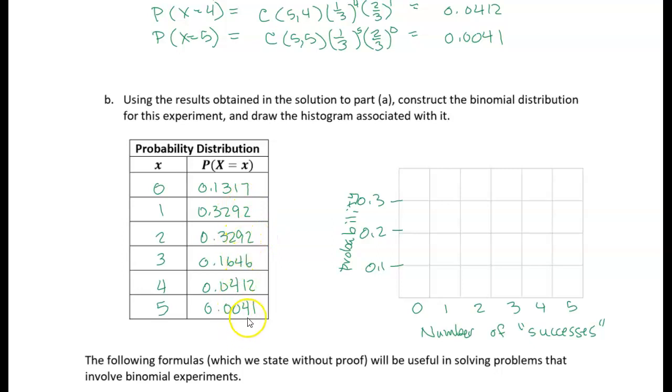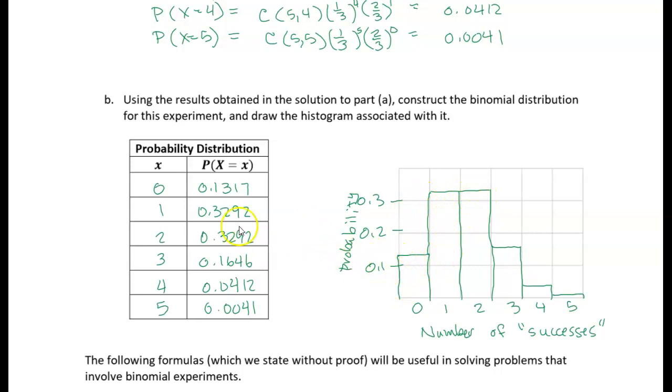It's anywhere from 0. This value down here is very close to 0. The maximum is about 0.33. So that's why I made each grid line 0.1 in probability: 0.1, 0.2, and 0.3. I'm just incrementing by 0.1. And then I could just transfer those values over.